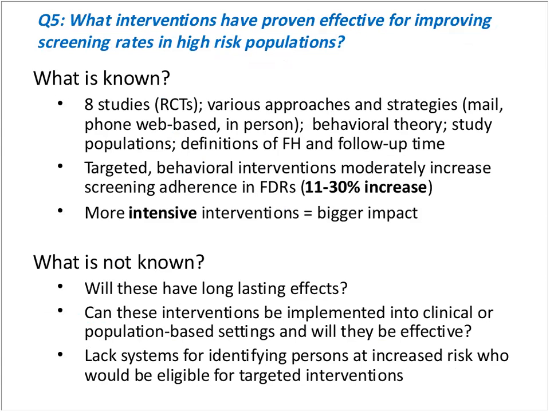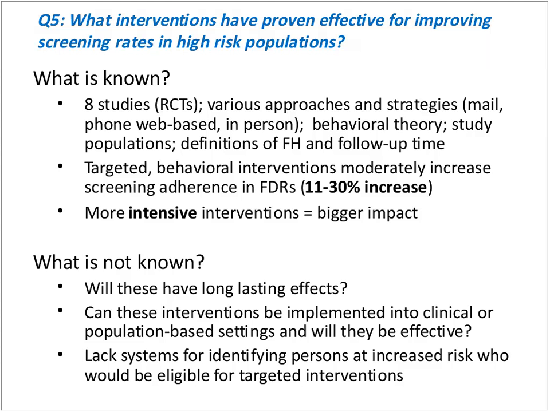So in terms of interventions that have proven effective for improving screening rates, again, in these high-risk populations, we found very few. There were 8 randomized controlled trials. All of these had some similar components, but varied in their approach and their strategy. Some of the interventions were delivered by mail or phone, web-based, or in person. All of them were grounded in behavioral theory for changing behaviors, being screening.